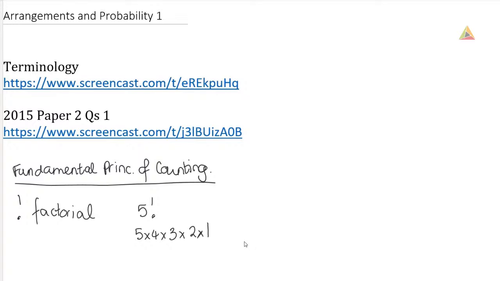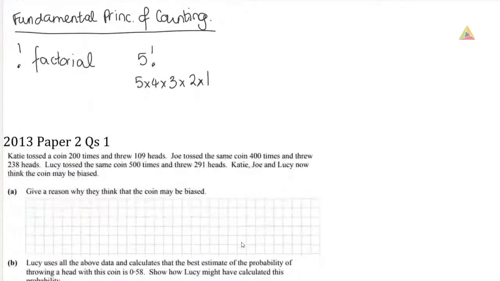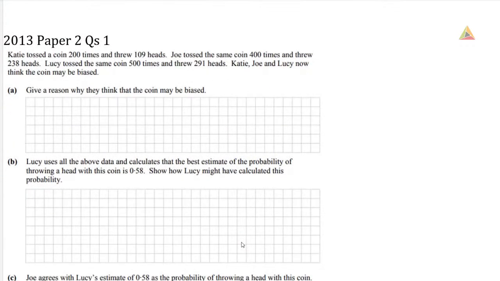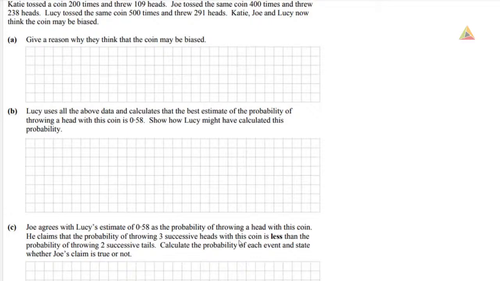So to have a look at a couple of questions then, the first thing we're coming across here is 2013 paper 2 question 1. When we're dealing with probability, we'll often find it on paper 2. Katie tossed a coin 200 times and threw 109 heads. Joe tossed the same coin 400 times and threw 238 heads. Lucy tossed the same coin 500 times and threw 291 heads. Katie, Joe and Lucy now think that the coin may be biased.